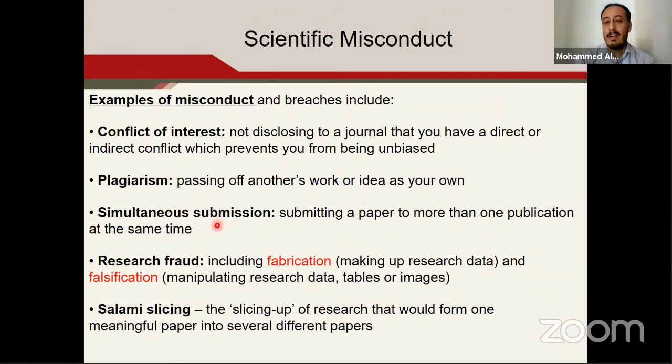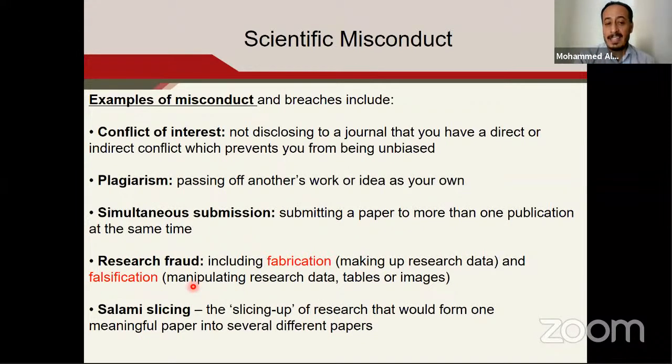Simultaneous submission. Don't submit your article to two places. Some students don't have time, so they submit their manuscript at the same time to 2 journals. Don't do that. It's misconduct. Fraud: there are 2 types of fraud or misconduct. We have fabrication and falsification. So what is the difference between both? Fabrication: you haven't conducted any experiment. You make up the whole data.